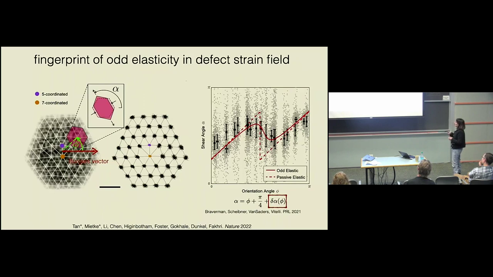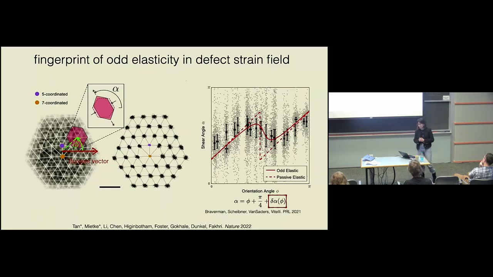You can show that it is modified with respect to the passive elastic solid because of the presence of this additional odd moduli within the system. And this was, for us, a way to measure the ratio of odd elasticity to the even or bulk moduli that we have within the system. So this was a second way to show the fingerprint of odd elasticity in the system.